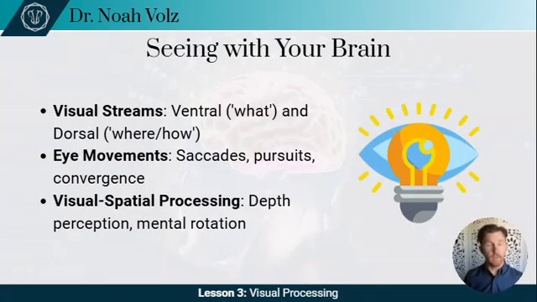So now we'll talk a little bit about the visual system in the brain. There are two visual streams. There's the ventral part of the visual cortex, and this deals with what you're seeing. And then there's the dorsal part, and this deals with where you're seeing it or how you're seeing it. So if you're having trouble identifying what you're seeing, or if you're having trouble identifying where it is, then you're going to be targeting a different part of the brain.